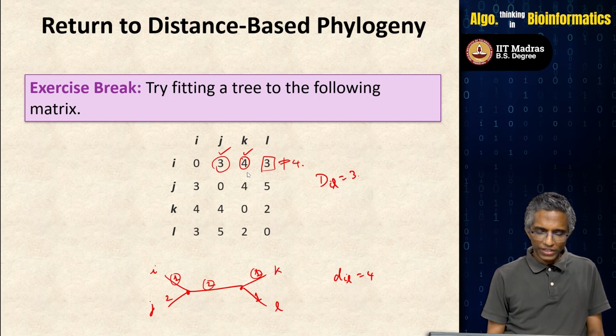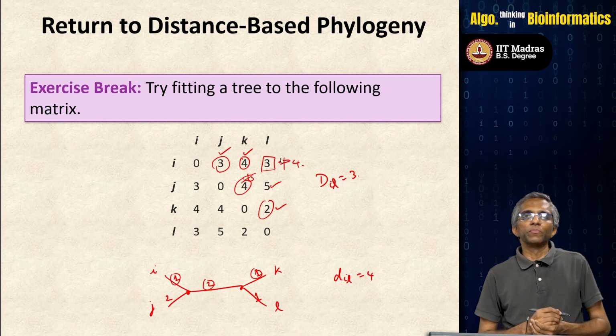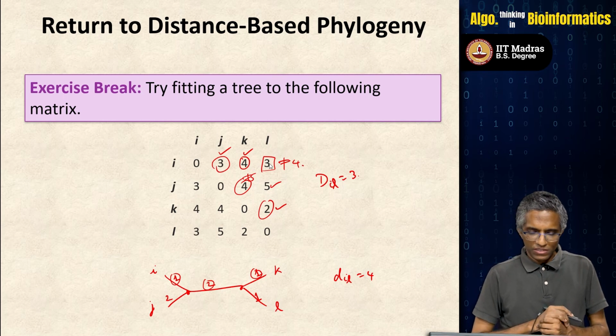Let us look at J to K. It is 4 in the matrix, but J to K is 5 in the tree. So, this is also not equal. And then J to L is 5, J to L is 2 plus 2 plus 1, which is 5. So, this is okay. Finally, K to L is 2, so that is also okay. There are 2 entries which we were not able to match. All the other entries we are able to match.